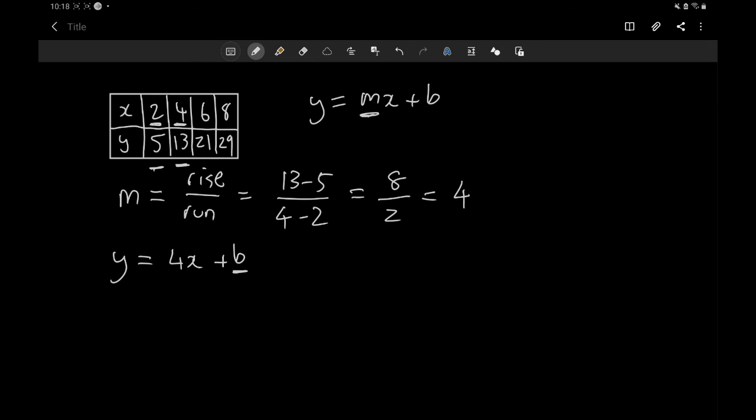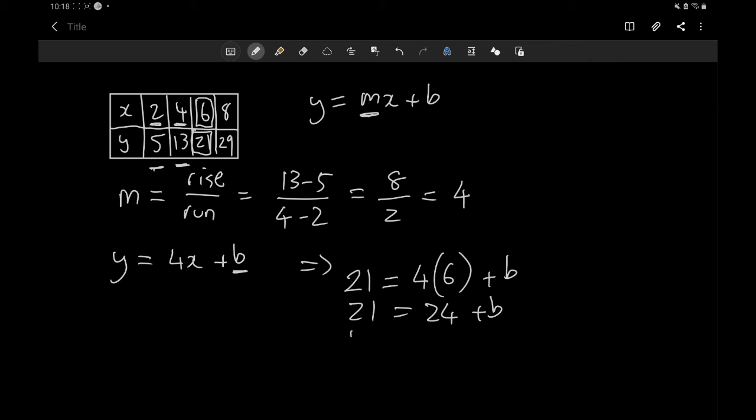And now we need to find the value of b. And we do that by substitution. So let's pick a number. Let's pick x equals 6. And we know that when x is equal to 6, y is equal to 21. So let's do that. So we know y, 21, is equal to 4 times x, which is 6, plus b. So 21 is equal to 4 times 6 is 24, plus b. And therefore b is equal to 21 minus 24, which is minus 3.